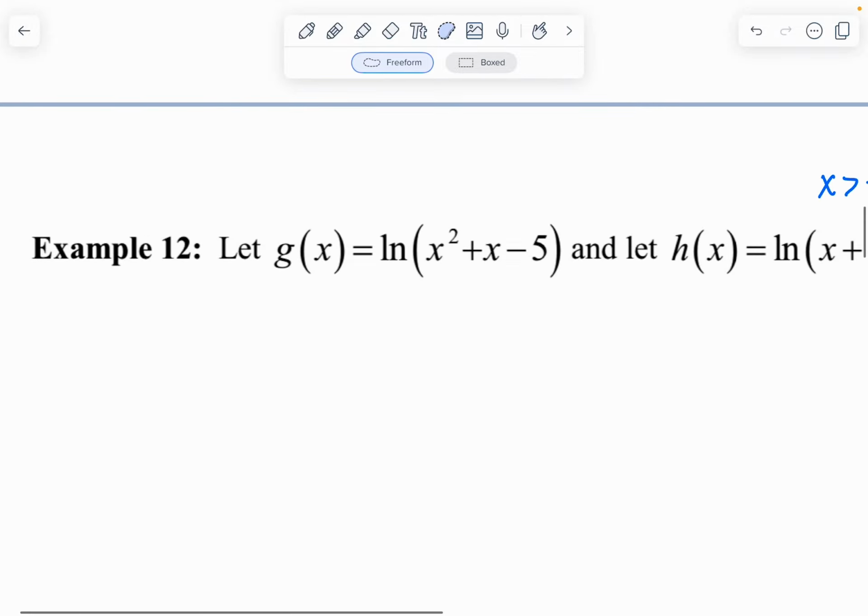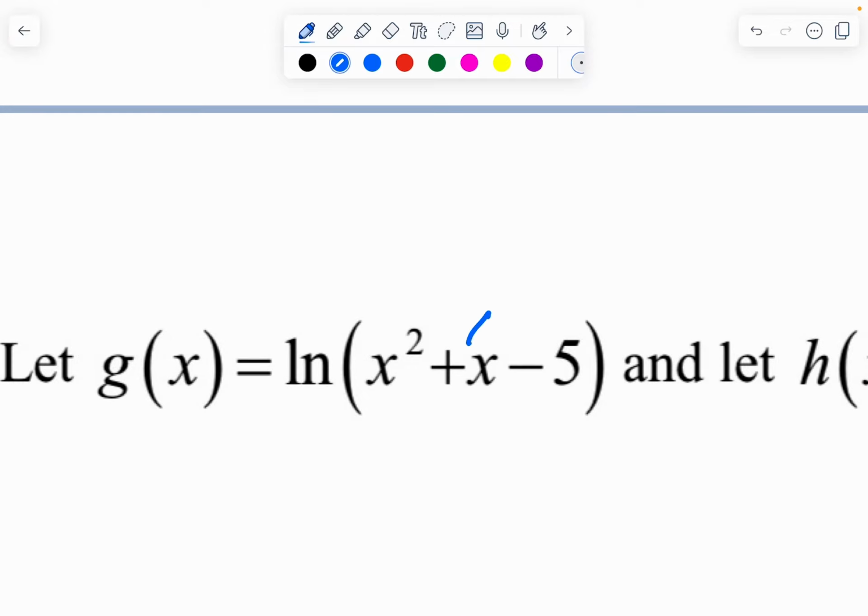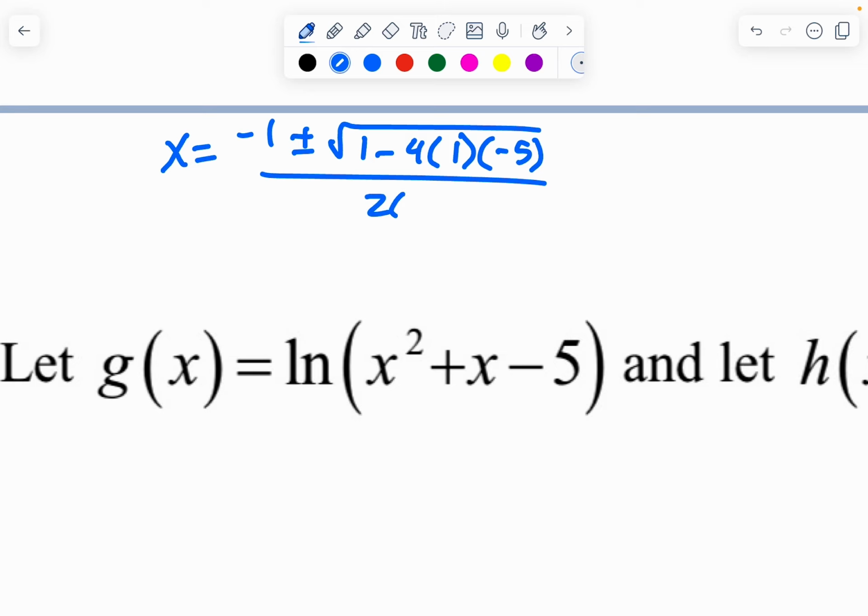When I looked at this, I thought, does it factor? No, that's annoying. Is it easy to complete the square? No, that's annoying, because it's easy to complete the square when this is an even number, and it's not even. So I'm going to say x equals -b plus or minus the square root of b squared minus 4ac, all over 2a. I get that x is equal to -1 plus or minus the square root of, this becomes a positive 20 plus 1, 21, over 2.